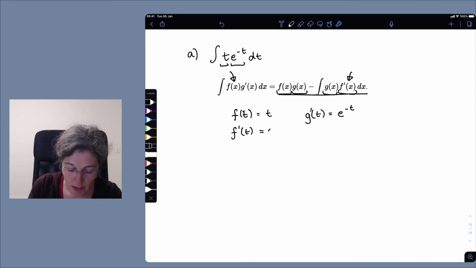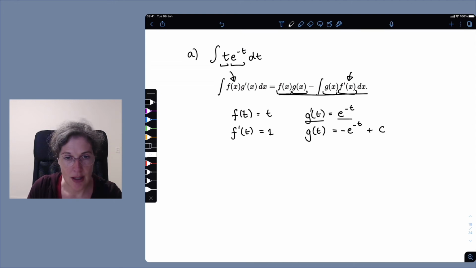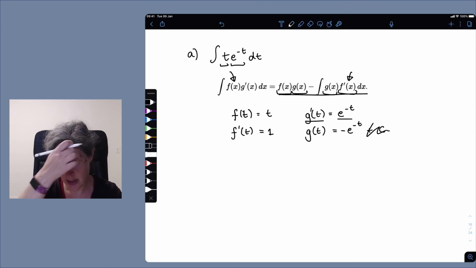Derivative of t is just 1. And I'm going to integrate my derivative of g. So I need to integrate this over here. So my g of t is going to be equal to minus e to the minus t. Now technically I should have a plus c, but it's going to turn out that we don't need it because we're going to add the plus c at the end. At the moment all we need here is any particular antiderivative. So I'm not going to use the plus c here. I'm just going to let my g of t be equal to minus e to the minus t.